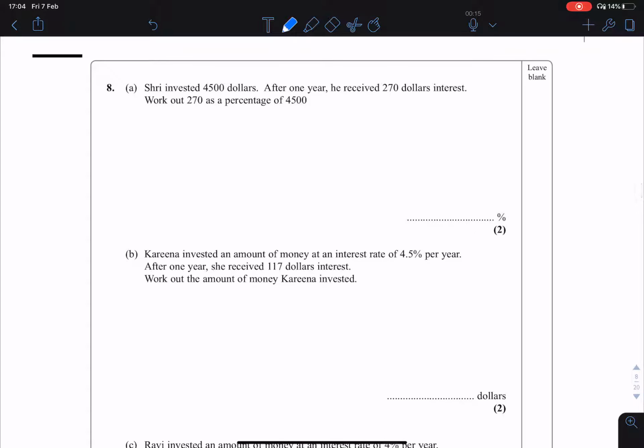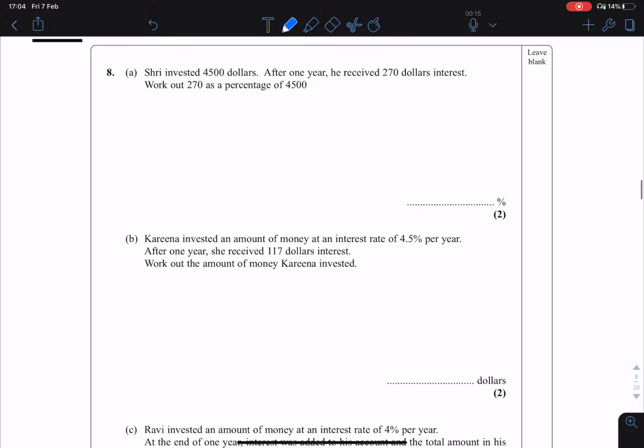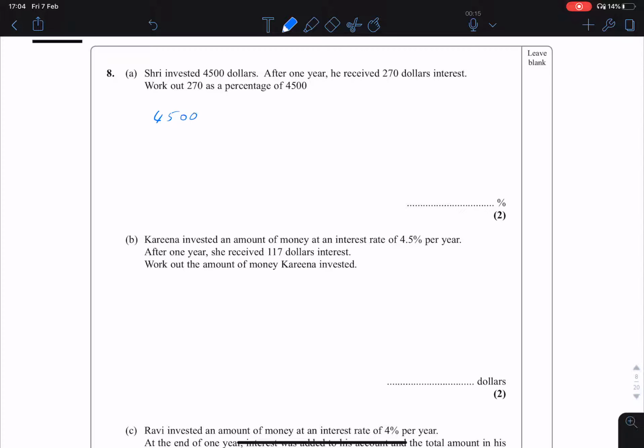Okay, next question. We're almost there, about halfway. Shri invested $4,500. After 1 year, she received $270 interest. Work out 270 as a percentage of 4,500. All right, so she put in 4,500 and she got 270 as interest.